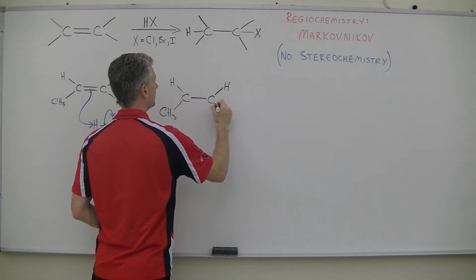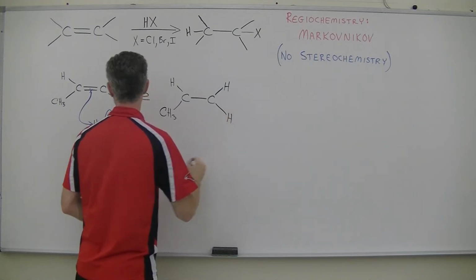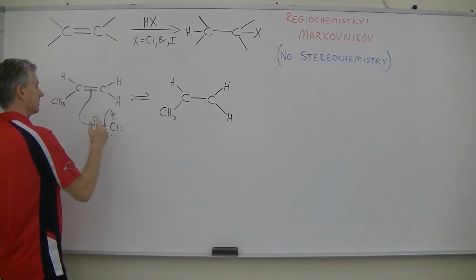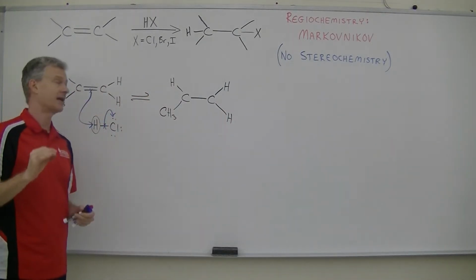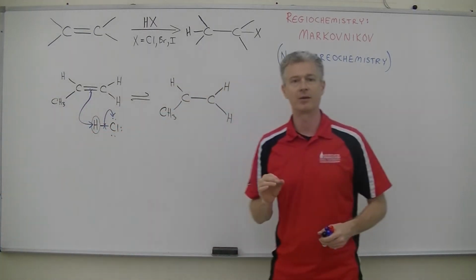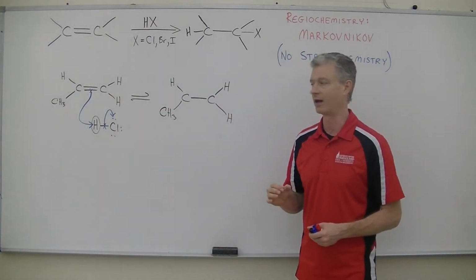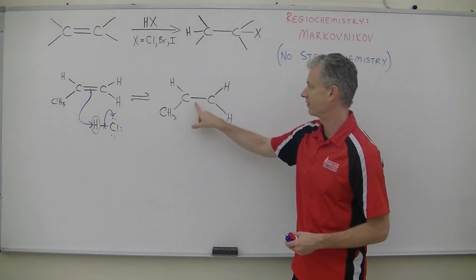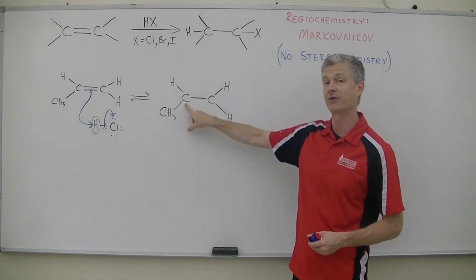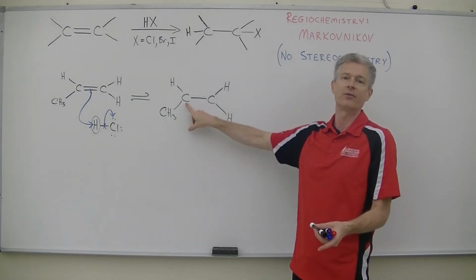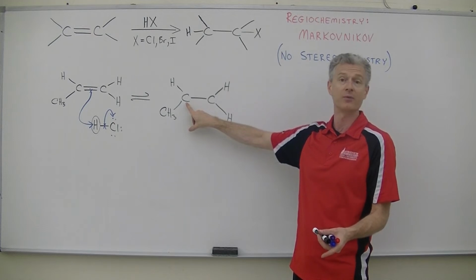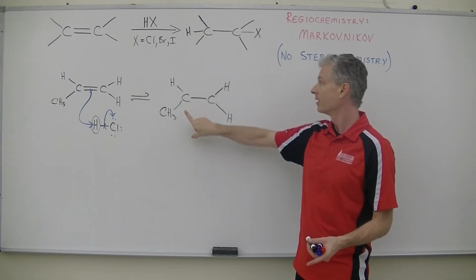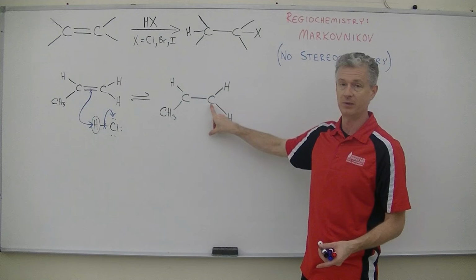We want to place that hydrogen such that we get the best possible carbocation. Notice right now these two carbons both lack a fourth bond. Either one of them could be the carbocation. This would be secondary, this would be primary.